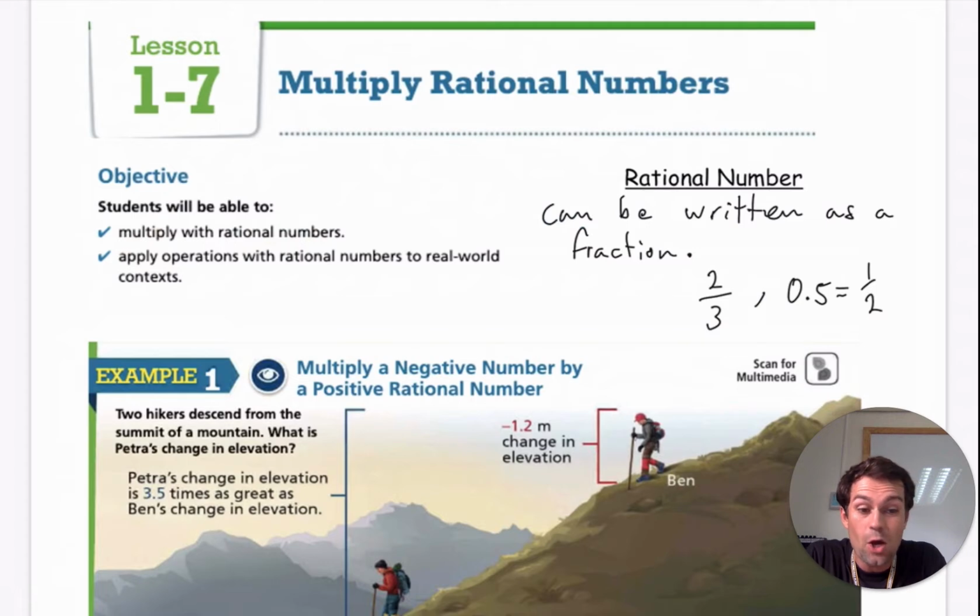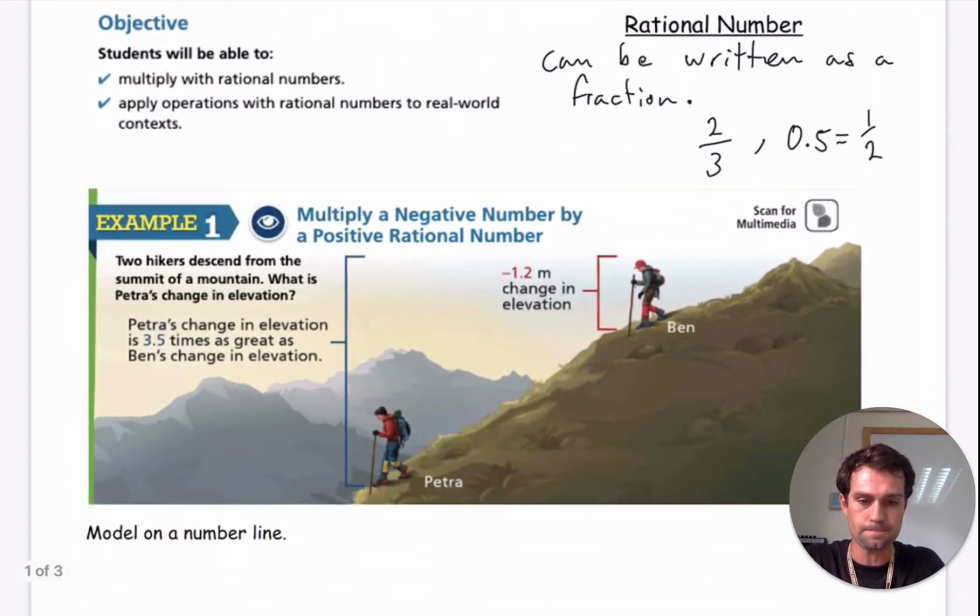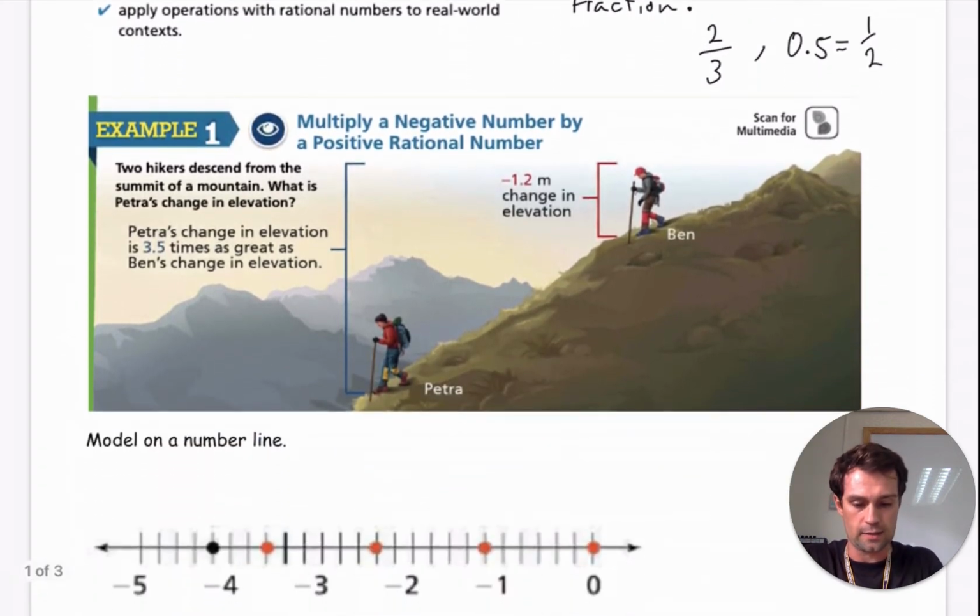So today we are going to multiply fractions and we are multiplying decimals. All right, so let's look at this question here.